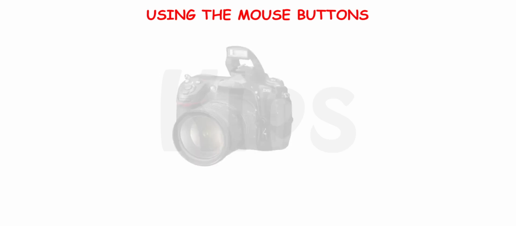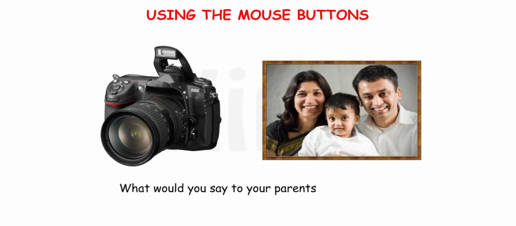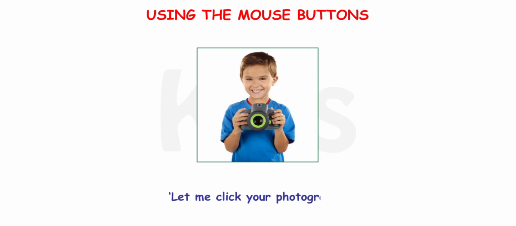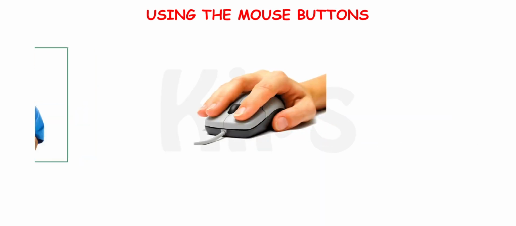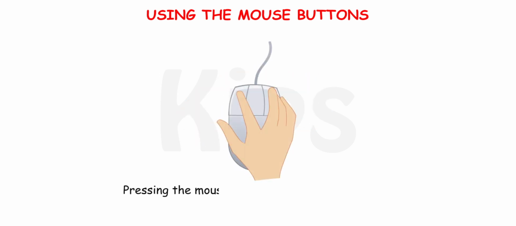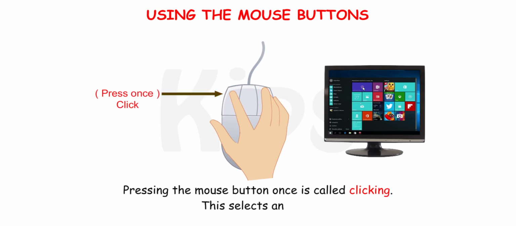Okay, children, let me tell you how to use the mouse buttons. All of us have seen a camera. What would you say to your parents if you want to take their photograph? Let me click your photograph. The mouse also has the same function, clicking. Pressing the mouse button once is called clicking. This selects an item.